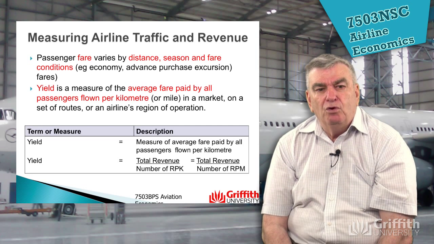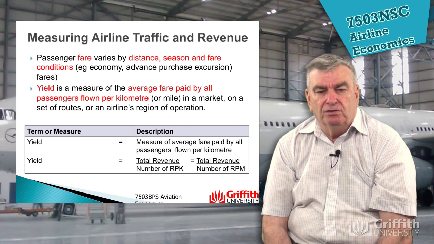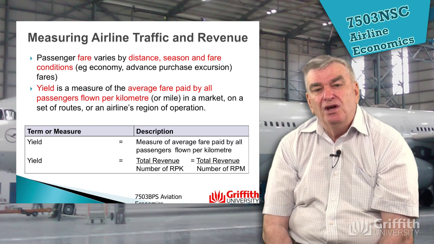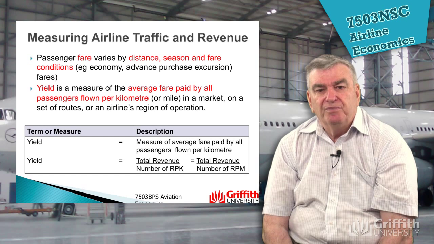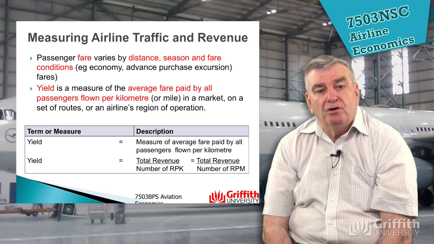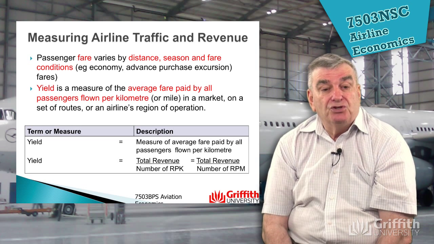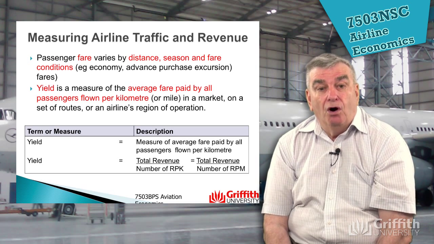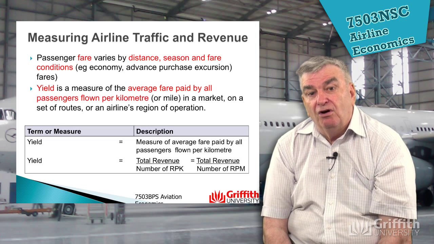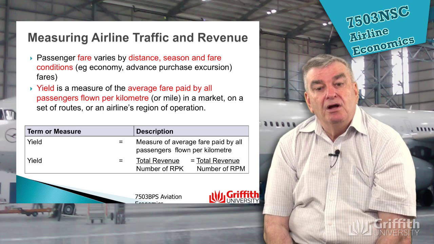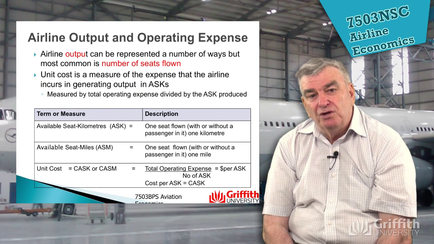But for example, we'll be taking a look at the concept of yield. Whenever you read articles in airline economics or about airlines, they're talking about the yield itself. This is a measure of the average fare paid by all passengers flown per kilometre. It's simply worked out by getting the total revenues and dividing it by the number of revenue passenger kilometres, because obviously we know that the longer the flight, the greater the amount of RPK. And of course we'll be showing how to work out revenue passenger kilometres and revenue passenger miles.